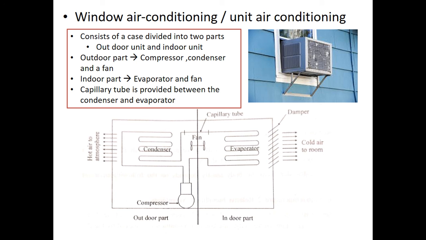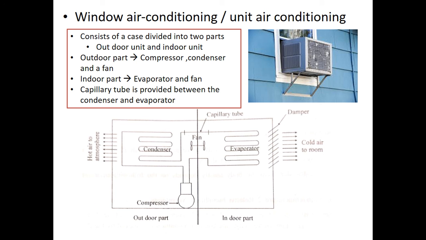As the name implies, the outer portion remains outside the window or the room, and inside the room, dampers are provided in front of the indoor portion for changing the direction of airflow, or to ensure uniform flow of air inside the room. The working is similar to what we discussed in the case of a vapor compression system.